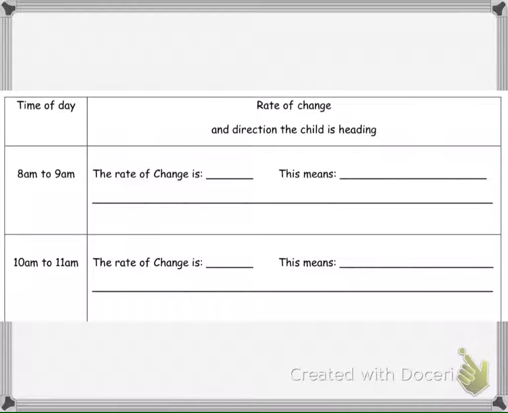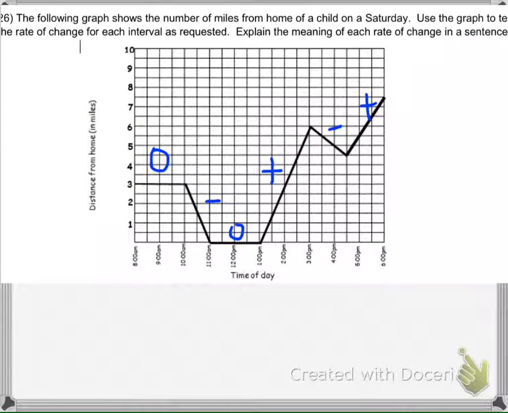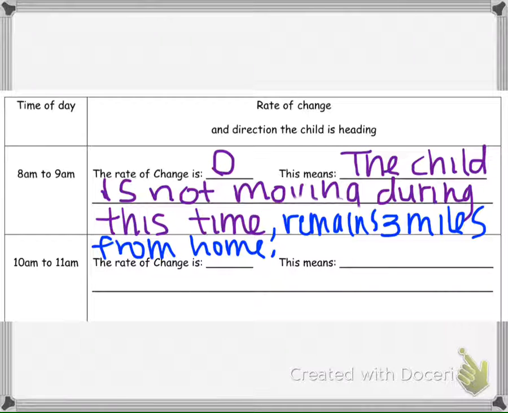So here we're asked from 8 a.m. to 9 a.m., what is the rate of change? From 8 a.m. to 9 a.m. right here, it's part of that horizontal line. So the rate of change is 0. In other words, the distance from home isn't changing. You're staying where you are that whole time. This means the child is not moving during this time. The child is remaining 3 miles from home.